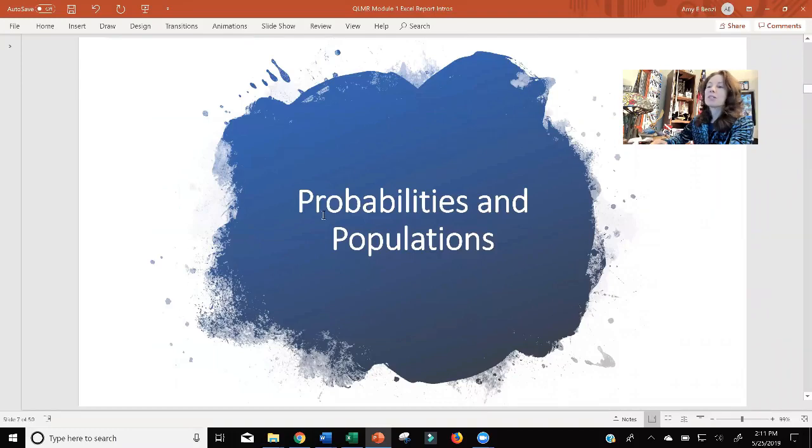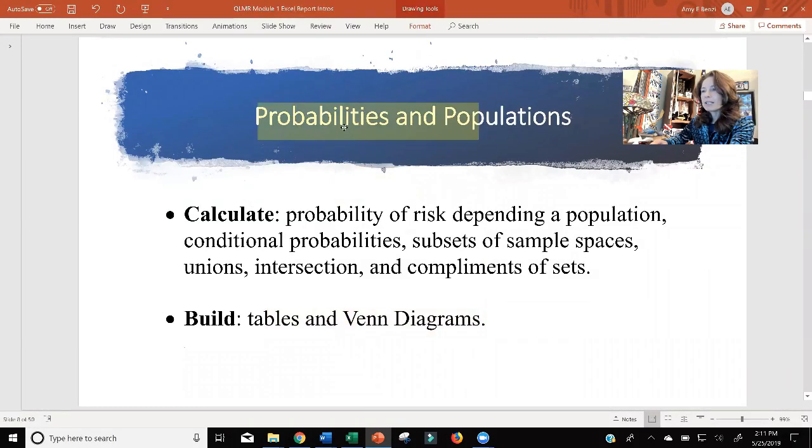Our scenario is going to discuss probabilities and populations. In discussing probabilities and populations, we're going to calculate the probability of risk depending on a population, conditional probabilities, subsets of sample spaces, unions, intersections, and complements of sets. We're also going to build tables and Venn diagrams.